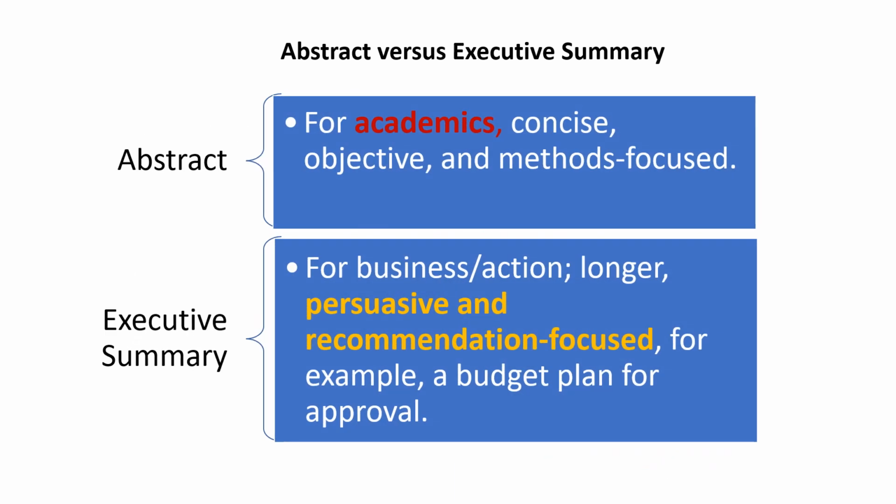Let us look at the abstract versus executive summary. An abstract is purely for academics. It is brief, objective, and methods focused, while an executive summary is mainly for business or action. It is longer and persuasive and recommendation focused. For example, a budget plan for approval.